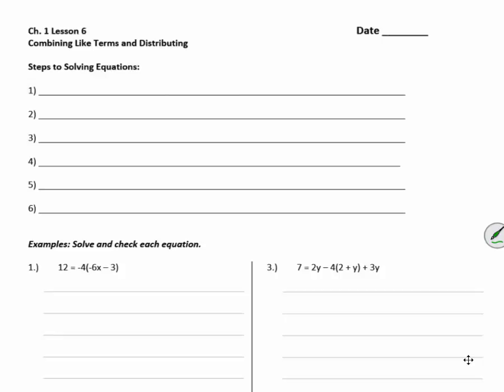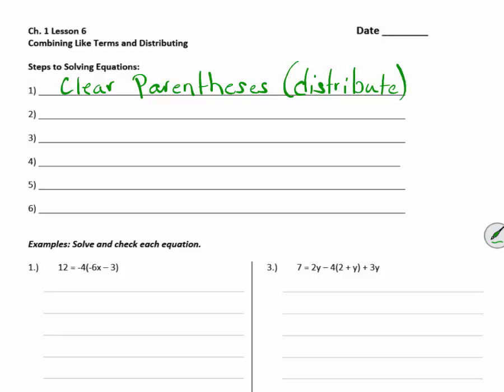Our first step is to clear the parentheses, and I'm going to put in parentheses that that's our distributive property. We have to distribute. Then we're going to combine any like terms, and again, these have to be on the same side of the equal sign.